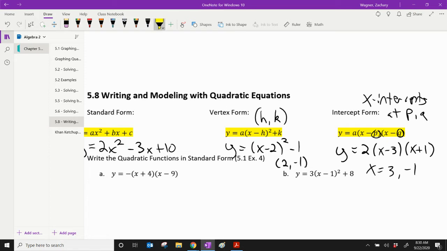Notice that once again, it's what value makes it 0. Positive 3 makes this 0. So that's why positive 3 is an x-intercept. Negative 1 makes this factor 0. That's why negative 1 makes that intercept.